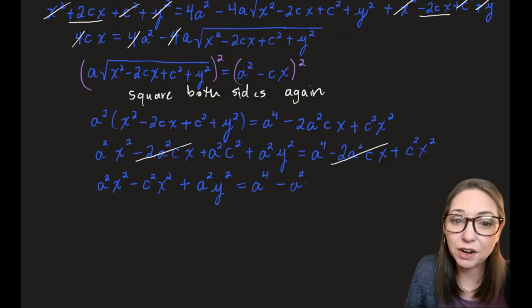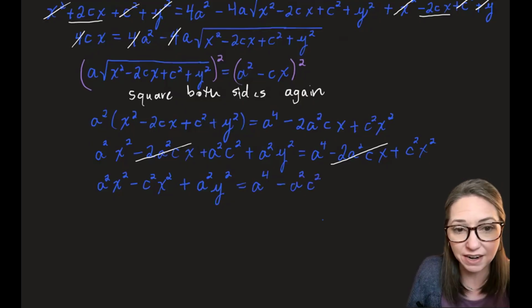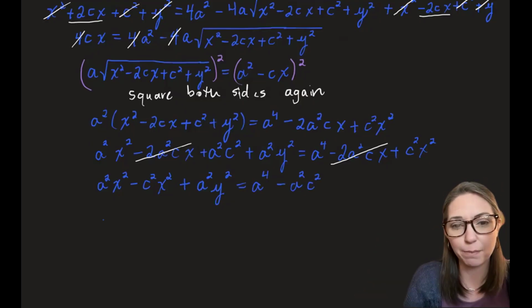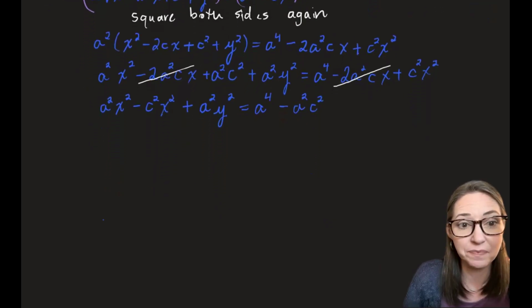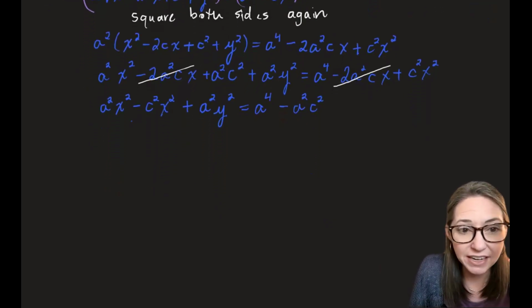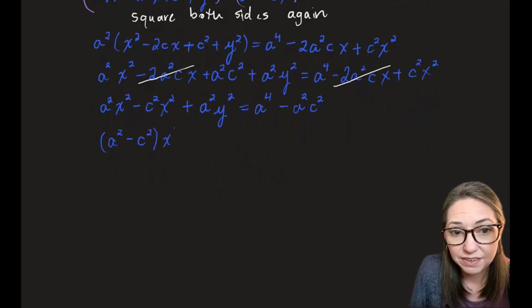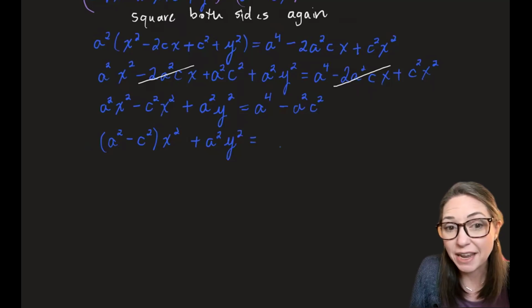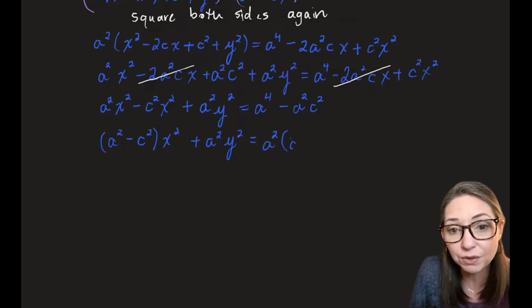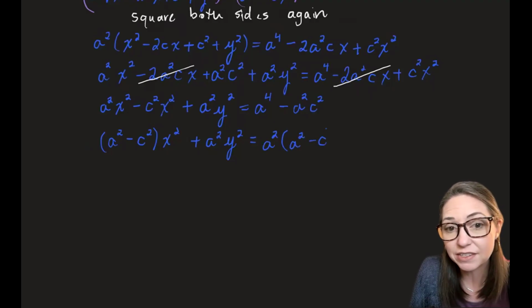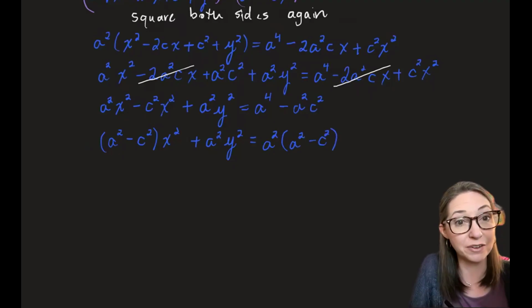All right, and the reason for that is I want to get all my x's and y's on the same side. And there's a nice little trick that's going to happen with the a squareds and the c squareds here. So if I factor out this x squared from the first two terms, I'm left with a squared minus c squared. Recopy this plus a squared times y squared. And I can do the same thing on the right, factor an a squared out instead of an x squared, but that also leaves me with an a squared minus c squared. See some patterns here, right?